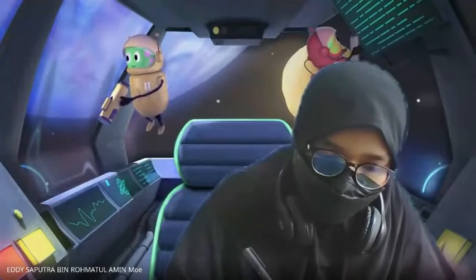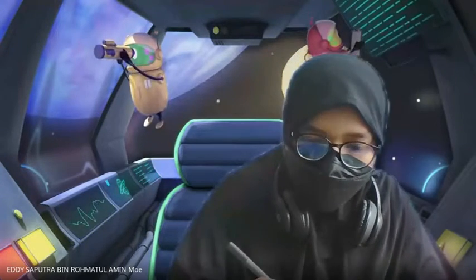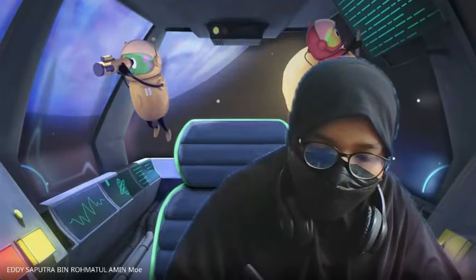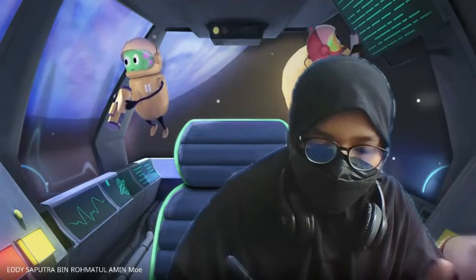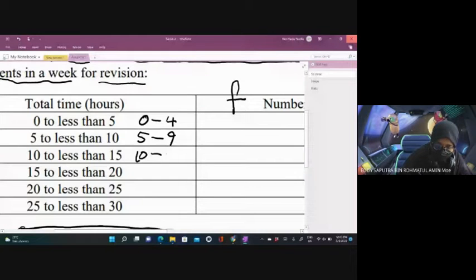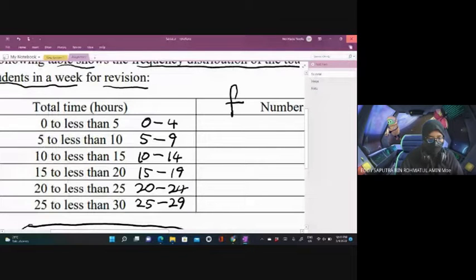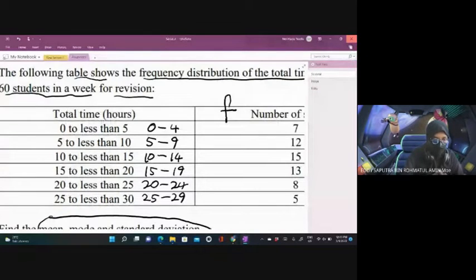In the form of intervals, it says 0 to less than 5, so it will be 0 to 4, 5 to 9, 10 to 14, 15 to 19, 20 to 24, and 25 to 29. So this is in the form of intervals. Now we need to find the midpoint for the total time.